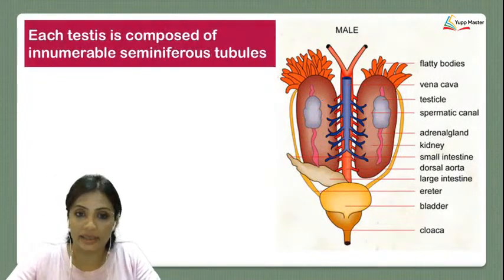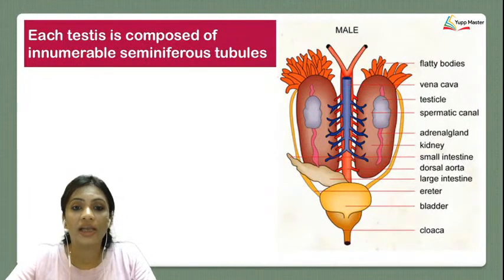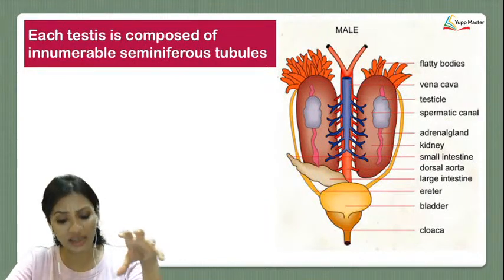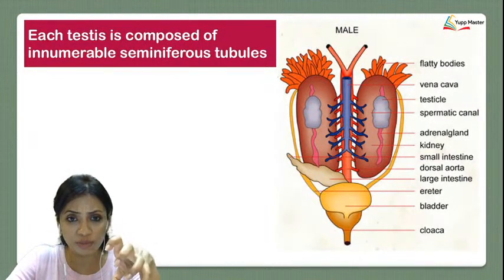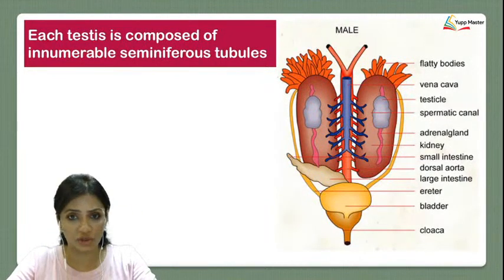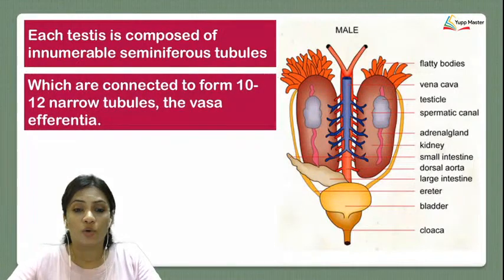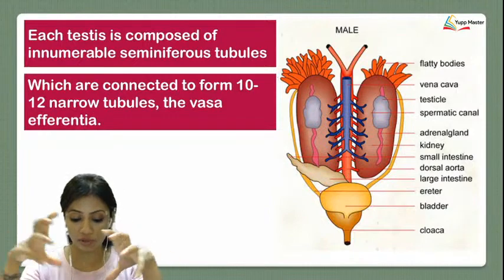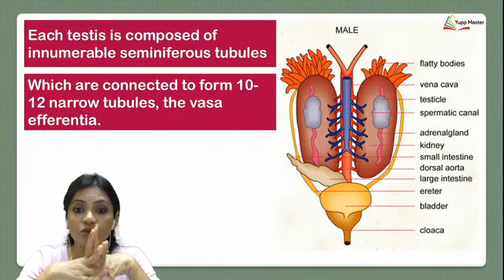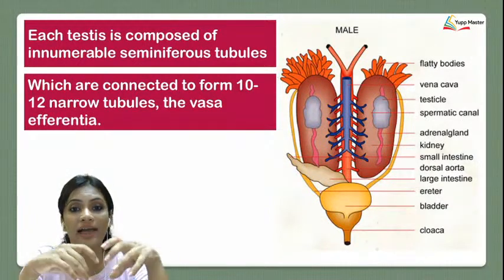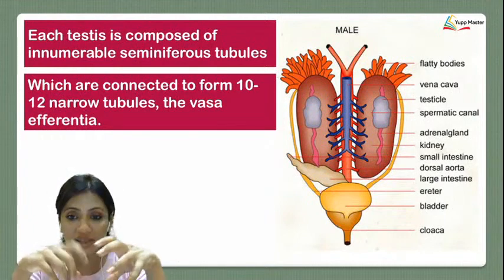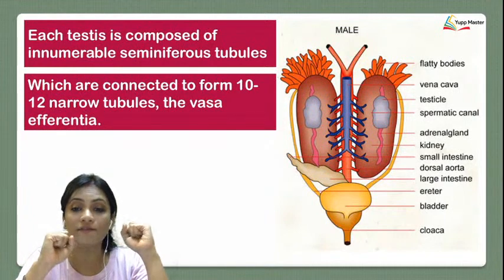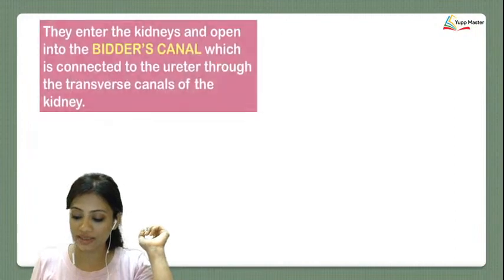Next, we also see that each testis is composed of innumerable seminiferous tubules. Inside the testes, just like you see in humans, there are so many seminiferous tubules. How are they connected? All these seminiferous tubules are going to come together and be connected to form 10 to 12 narrow tubules, and those narrow tubules will be called the vasa efferentia.